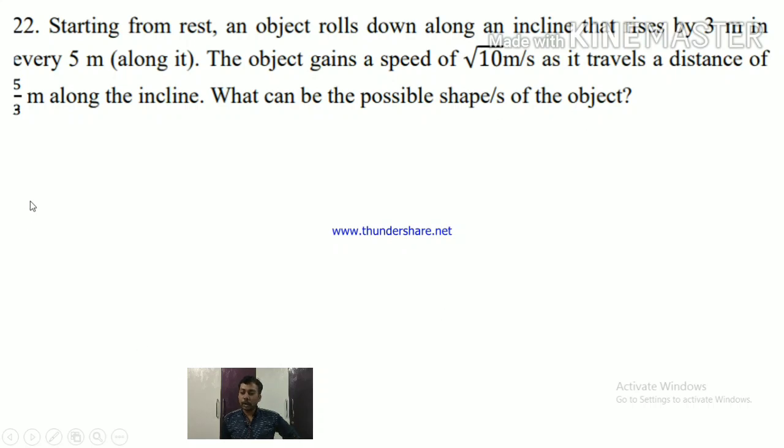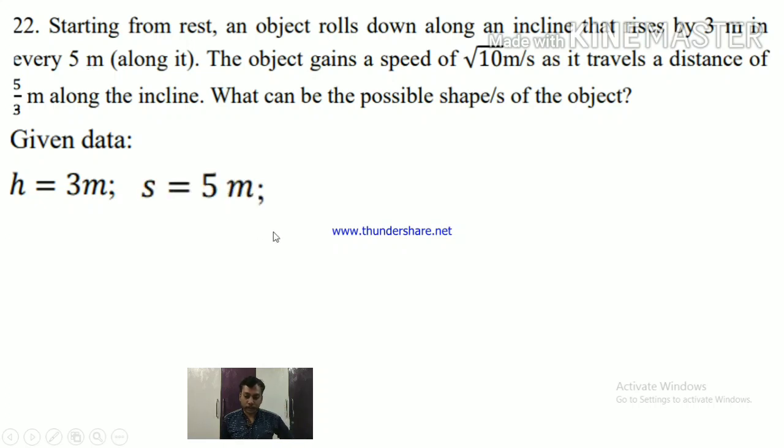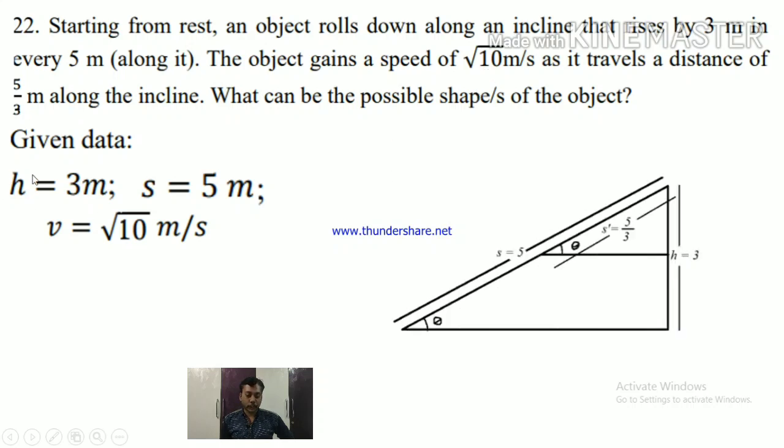So let's note down the given first. Height is given 3 meter. Total path is of 5 meter, so displacement is 5 meter. Velocity is given here root 10 meter per second. So let's draw a diagram from this situation.